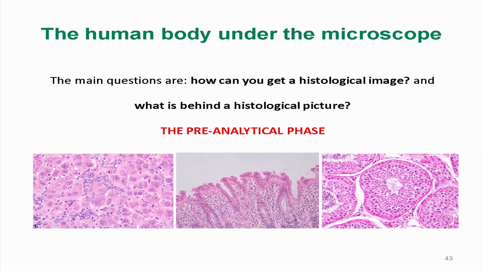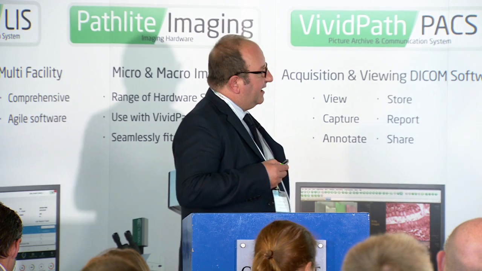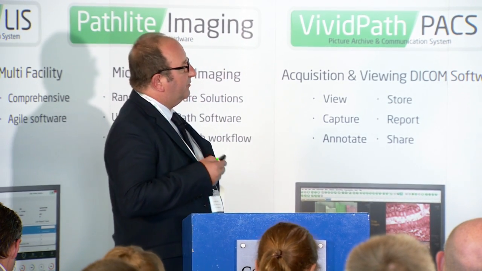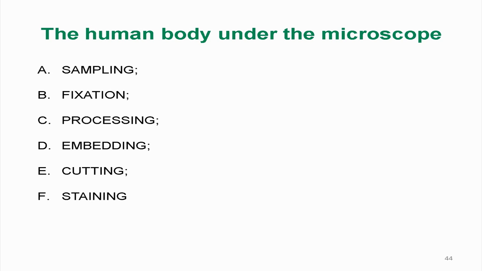And another question, the main question is, how can you get histological images? And what is behind a histological picture? So this is to come back to more technology, but in my opinion it is very important, the so-called pre-analytical phase. In the pre-analytical phase, we have the so-called sampling, fixation, processing, embedding, cutting, and staining.